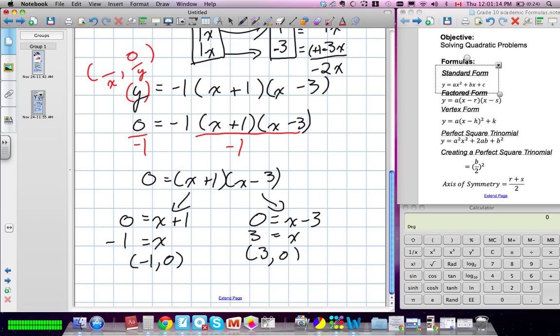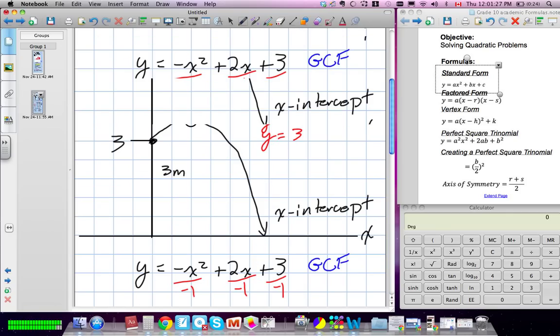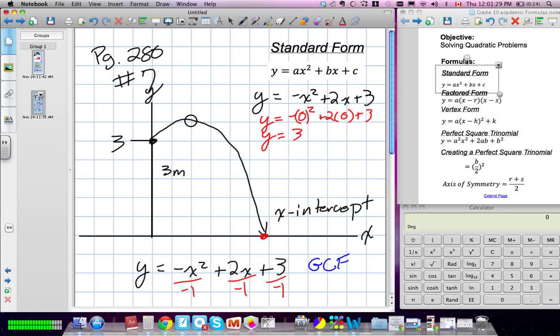So which of the two makes sense? Does the ball go back 1 or does it go forward 3 if we threw it forward? We've gone forward 3. So our x-intercept is at positive 3 and 0. So it's 3 meters away from the wall when it hits the ground. The other option was negative 1 meter to complete that, and we know that's not our answer. We're looking for the positive 3.